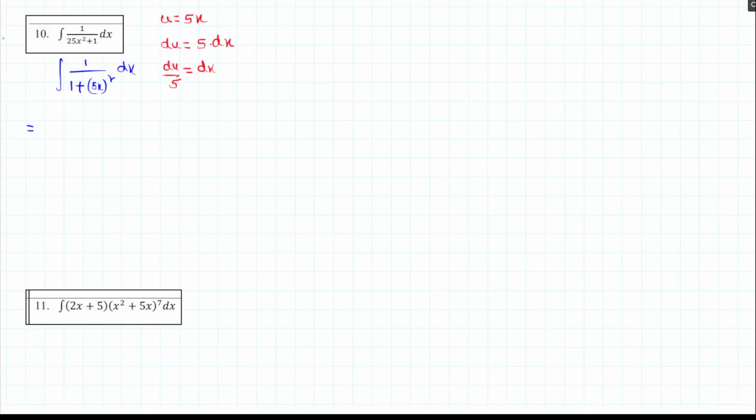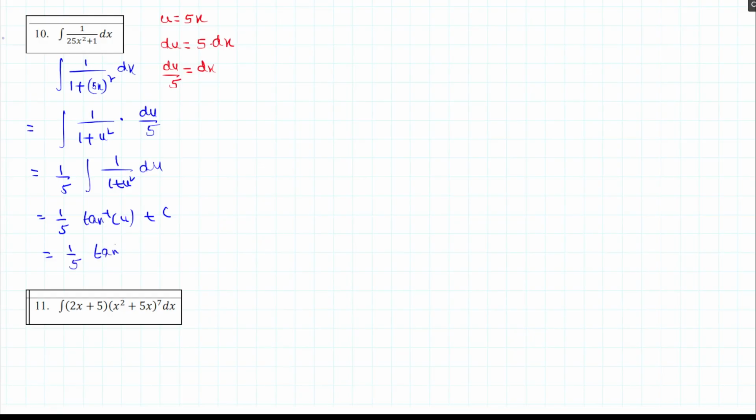So now this integral becomes 1 over 1 plus (5x is u) squared, then dx equals du over 5. So we can factor out the 1/5, that is the integral of 1 over 1 plus u squared du, times 1/5. So this is tan inverse u plus c, that is 1/5 tan inverse, and u equals 5x, plus c. So this is the integration of the given integral.